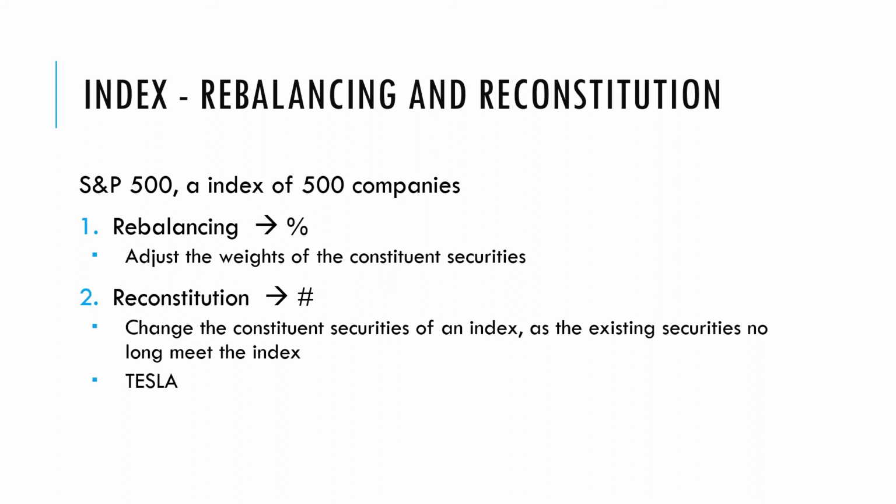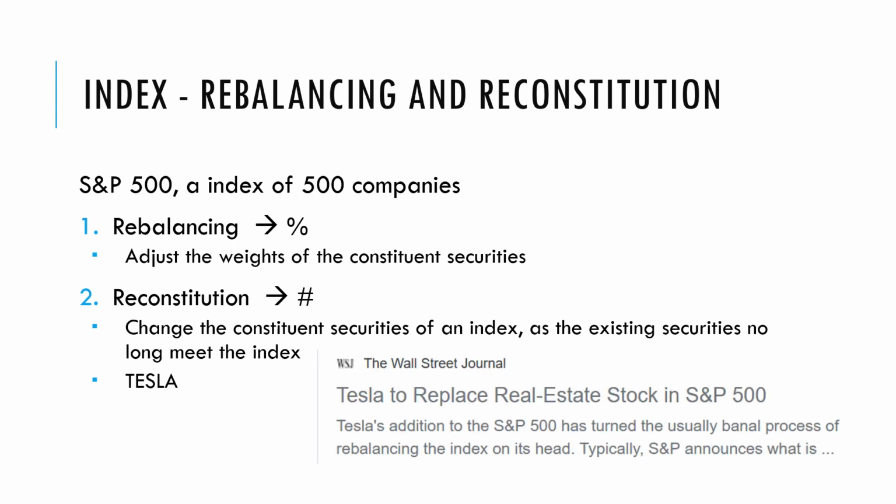The S&P 500 index would assign a weighting to each stock. Change in stock value would impact the index. A change in the percentage of weighting is known as rebalancing. Adding or removing a stock in an index is known as reconstitution. You can refer to Tesla's inclusion in the S&P 500 as an index reconstitution.